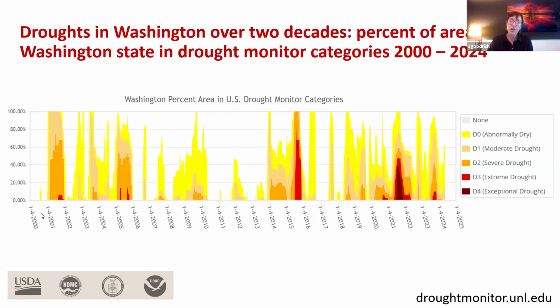I do want to point out a couple of specific years here. So this is 2015 to 2016 here, where over 60% of the state for several months was in what was labeled as an extreme drought, or it was red. And then 2021, that growing season, a lot of the state, up to 40% during at least a month or two, was in this exceptional drought. And that's our highest category. And then in 2023, we also had some areas of the state in extreme drought.